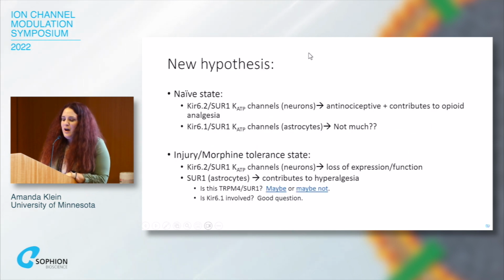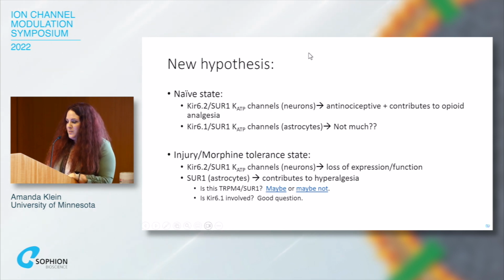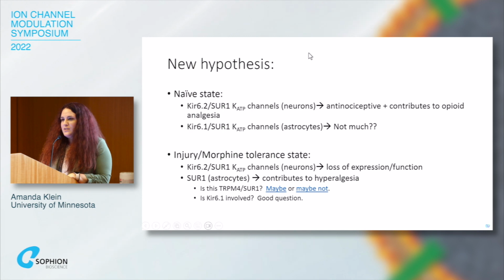So now we have a new hypothesis. In a naive state, we still believe that KAR 6.2 and SIR1 potassium channels are antinociceptive and contribute to opioid analgesia. And we still think that this is true also during injury models. However, we have some data that I haven't shown you today that maybe the loss of expression or function could contribute to particularly neuropathic pain. However, what is to be said now about these SIR1 expressing astrocytes?